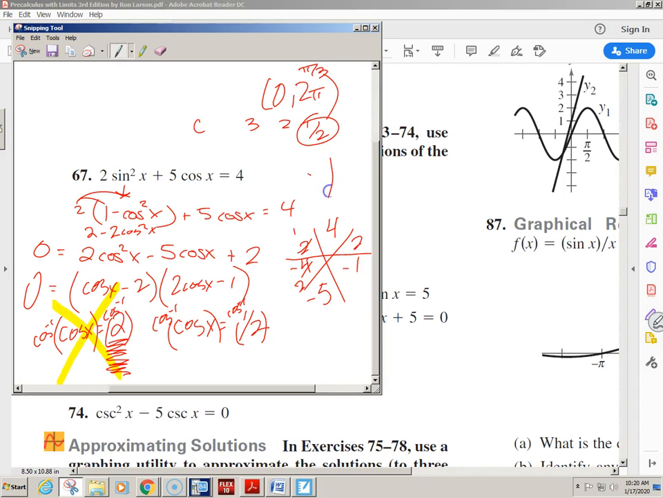Positive, cosine is positive in all, and the students take calculus, so I need pi over 3. I can't do negative pi over 3 because I'm only allowed to go positively. So that'd be 5 pi over 3.